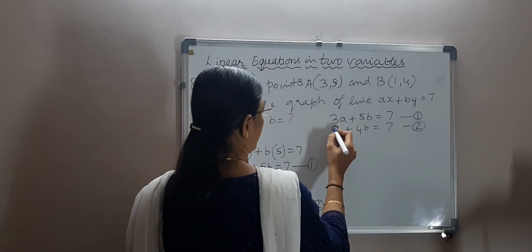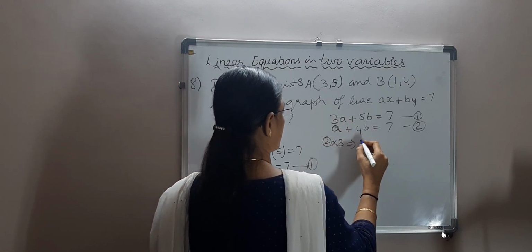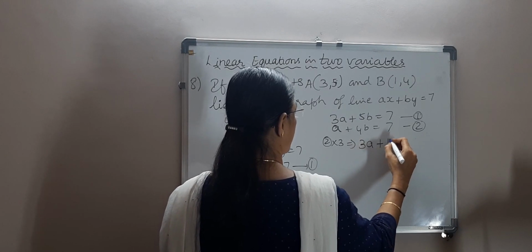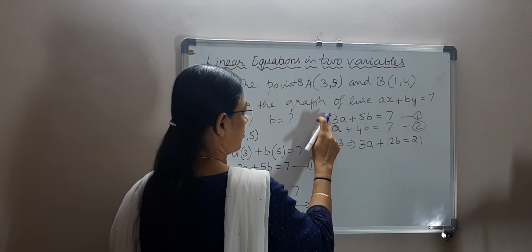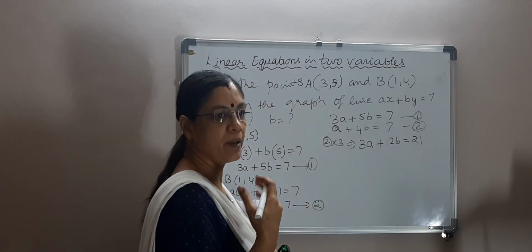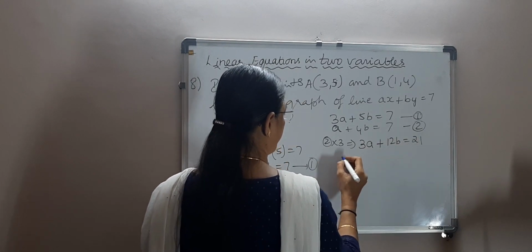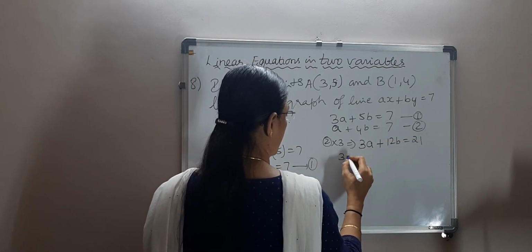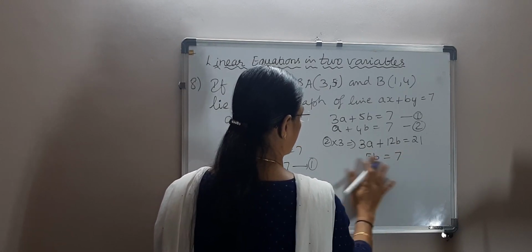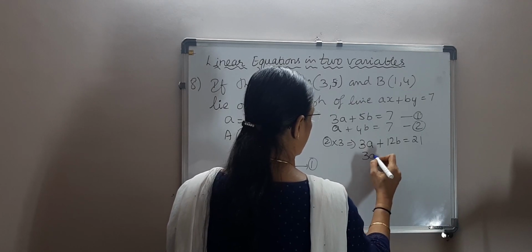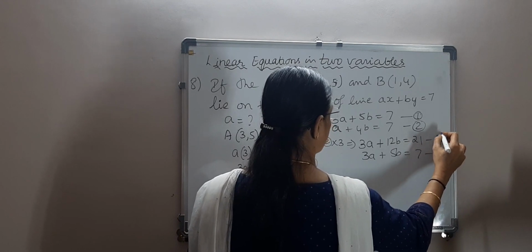Yes. So multiply the second equation by 3 to make one of the terms common. So we have 3A plus 12B is equal to 21. Do you understand the step? Since only when we have the same terms will we be able to cancel them. So 3A plus 12B is equal to 21. Now bring this 3A plus 5B is equal to 7. This is your first equation. Let this be the third equation.